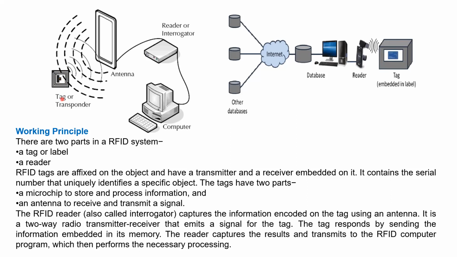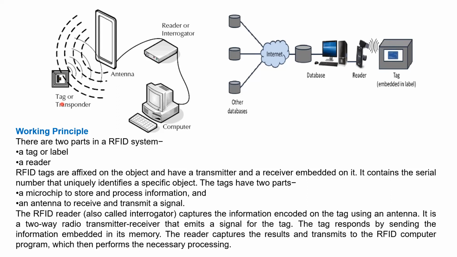So what does a tag consist of? A tag consists of a memory which stores the information about the object, the identity of the object, you can say. It may consist of a transmitter and receiver, depending on its type, and it consists of an antenna. So it is a radio frequency device which can transmit the identity or information about the device or object which you are going to identify.